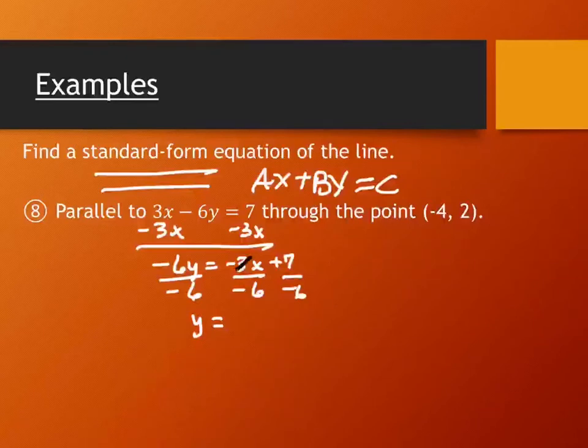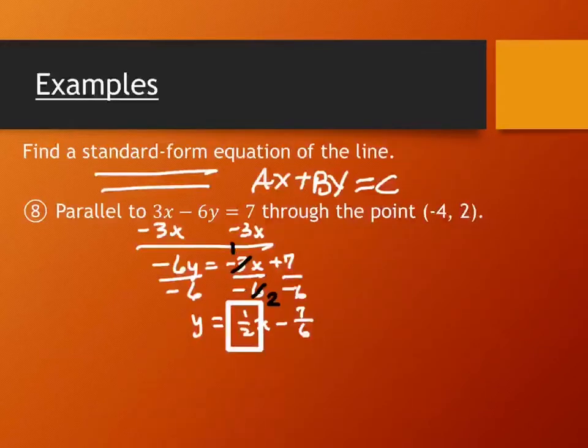And the 3's will reduce. So this 3 will become a 1, and this 6 will become a 2, because it's reducing or dividing by 3. And again, like I said, the negatives will divide to become a positive. So I end up with x/2 like this. Or perhaps you'd rather write it as 1/2 x, like this. And then I have negative 7/6. Although it doesn't really matter that I have that. The important part of my work here is that I've got a slope of 1/2.